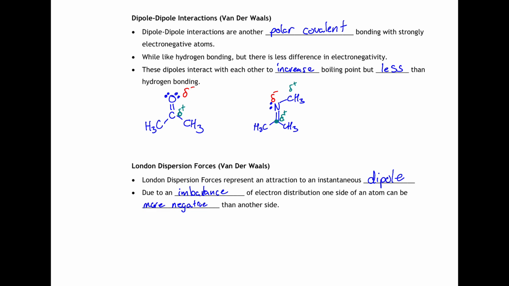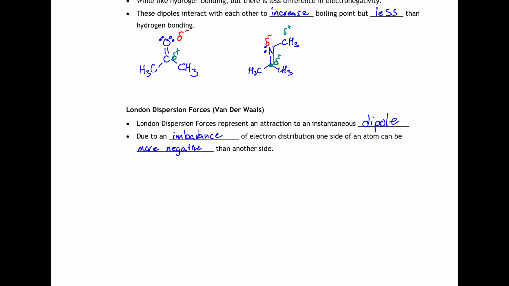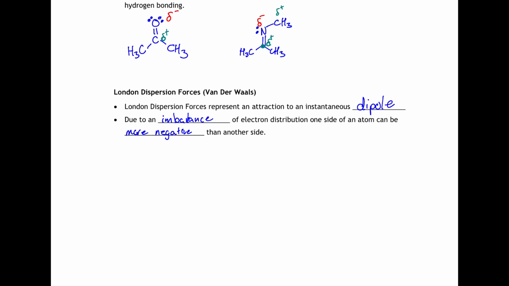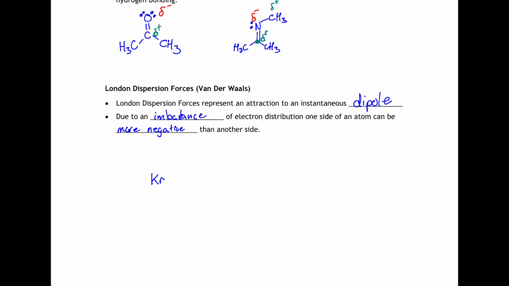Okay, so I got a space down below. I'm going to draw a little bit of this dipole. So basically what I want to do is draw a really big atom that's pretty neutral. I'm going to draw a krypton. Now, normally krypton is going to be pretty evenly negative around the outside.